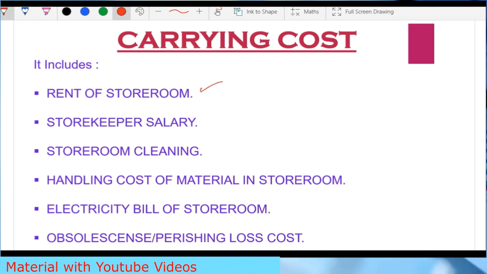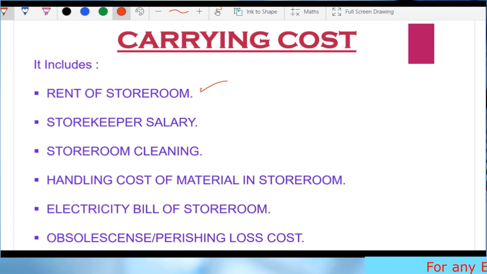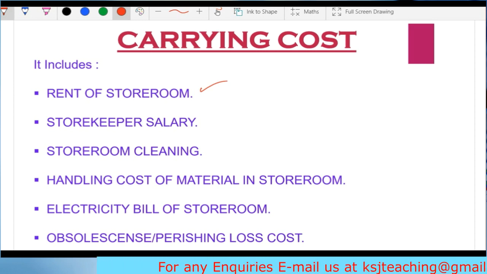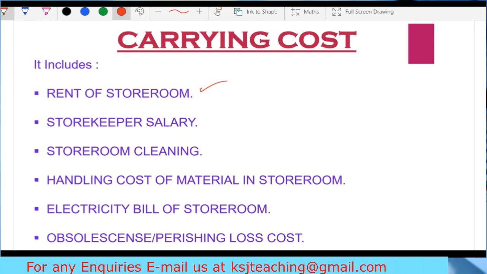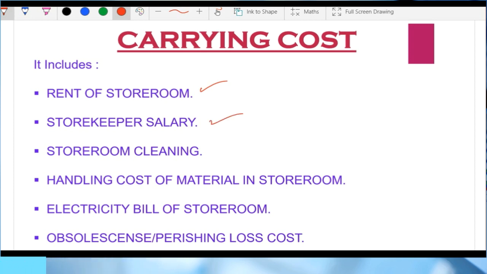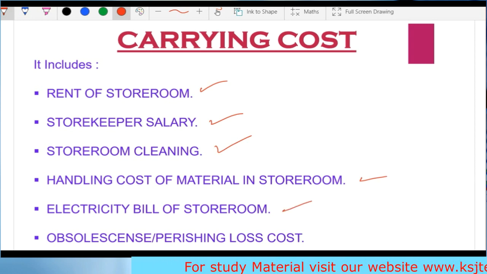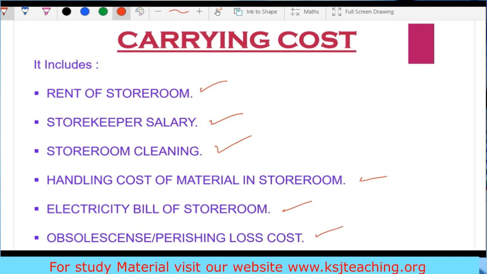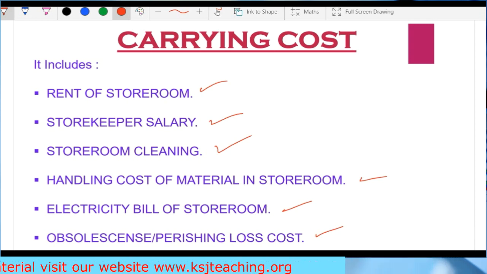So the rent of the storeroom can be there. If the storeroom is in a rented building, the rent of the storeroom is obviously my carrying cost. Carrying cost means any cost which is incurred to carry the raw material in your factory or in your godown or somewhere. Storekeeper salary, storeroom cleaning, handling cost of material in the storeroom, electricity bill of the storeroom, obsolescence or perishing loss cost. Everything is carrying cost.